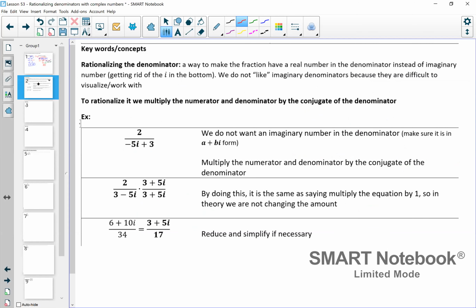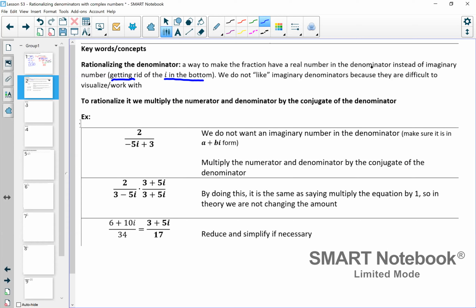All right, moving on to the new lesson. So here's our keywords and concepts for rationalizing the denominator. What does that mean? Well, a way to make the fraction have a real number in the denominator instead of an imaginary number. Essentially, we're just trying to get rid of the i in the bottom, or in the denominator. We do not like imaginary denominators because they are difficult to visualize or work with.